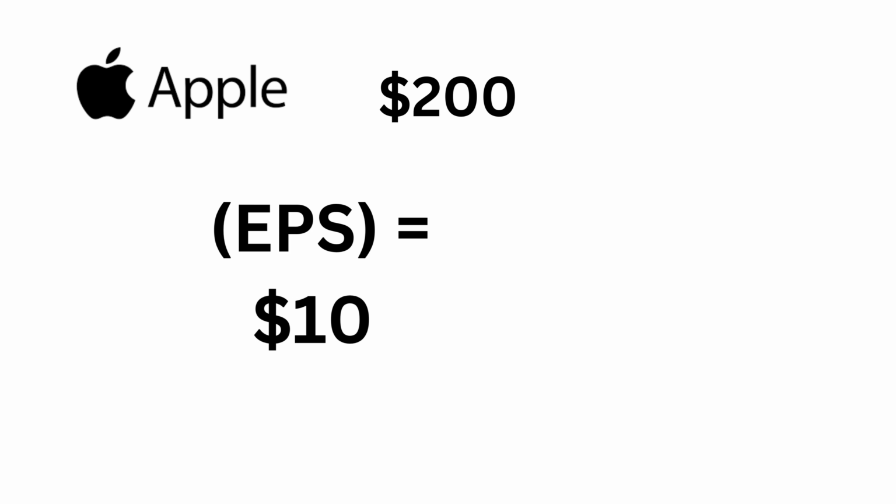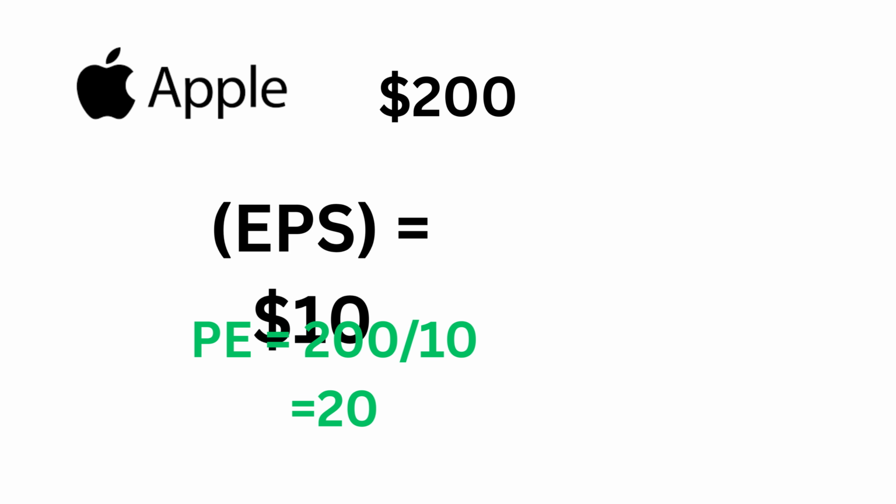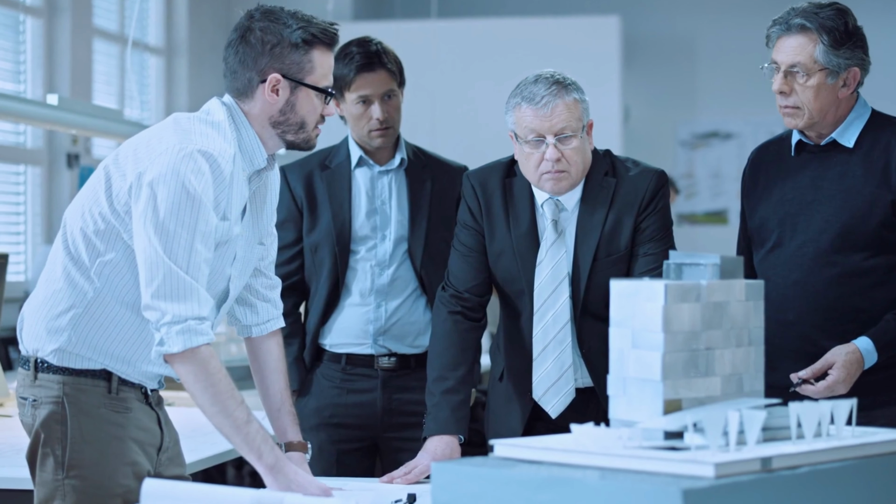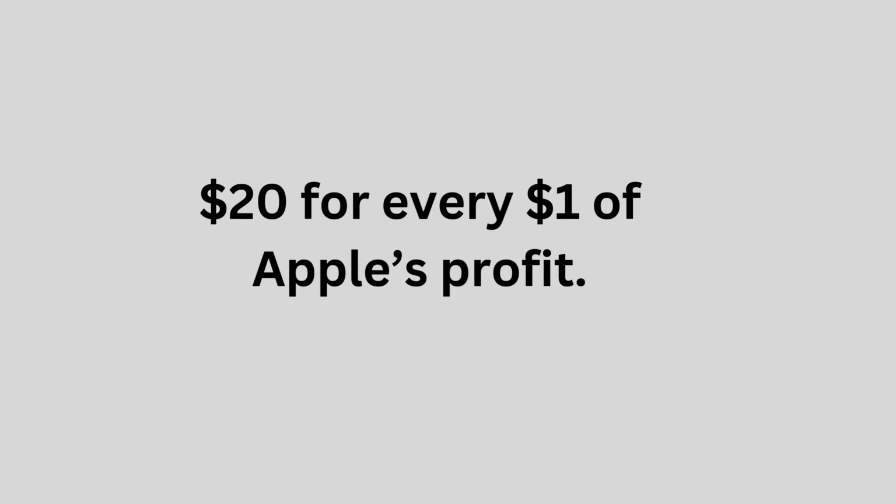Suppose Apple's stock price equals $200. Apple's earnings per share, EPS, equals $10. PE equals 200 divided by 10 equals 20. This means investors are paying $20 per share, $20 for every $1 of Apple's profit.